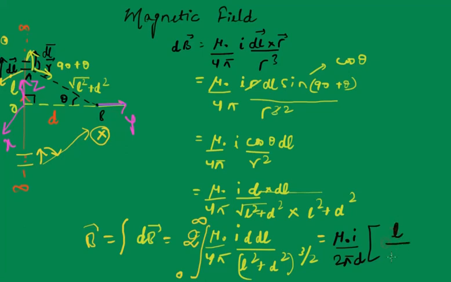L by under root d square plus L square, where L varies from 0 to infinity, right? If you apply the integration principle, you will get... So how will you apply the integration principle? Let's write it as it is: mu naught I by 2 pi d. So what will you do?